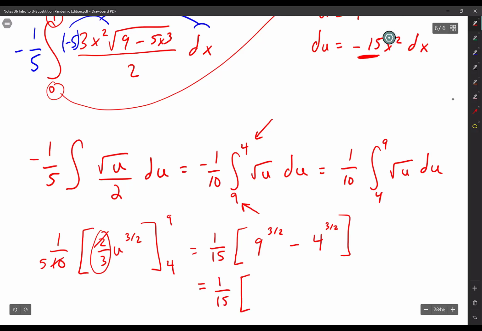Chavez, I need a calculator. No, you don't. The square root of 9 is 3. 3 to the 3rd power is 27. Minus the square root of 4 is 2. 2 to the 3rd power is 8. 27 minus 8 is 19. So I get 19 over 15.